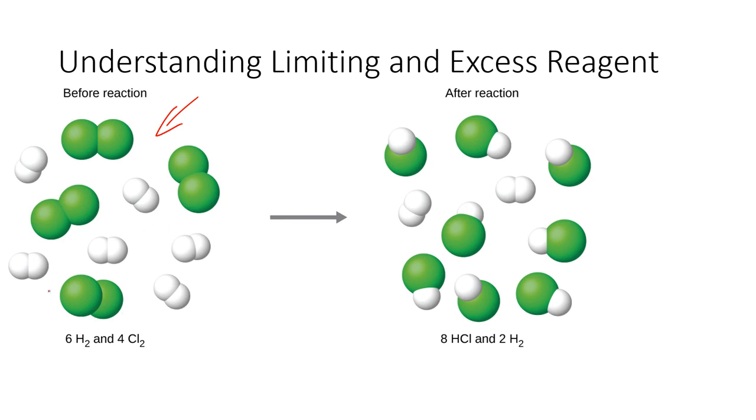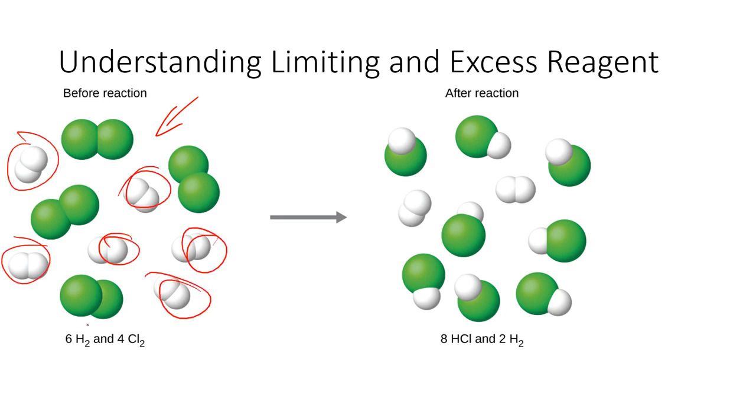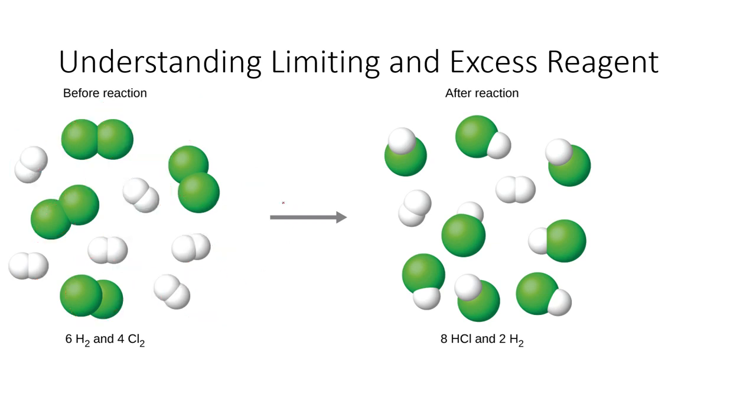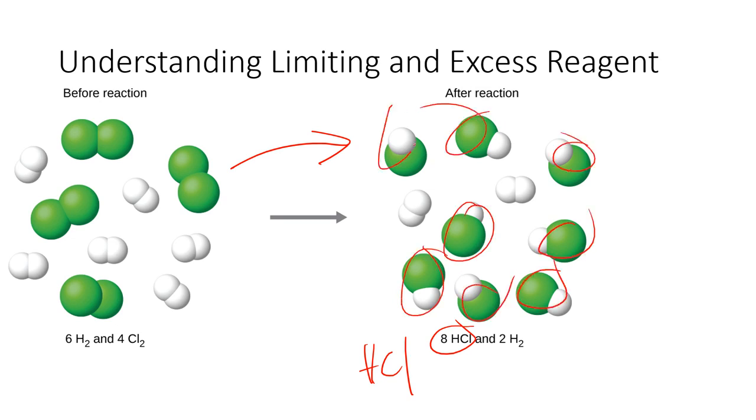In here we have 6 hydrogen molecules, which is represented by the white diatomic molecules, and 4 chlorine gas molecules. So 1, 2, 3, 4. And after they react, each chlorine atom pairs up with a hydrogen atom. So you get HCl, right? That's what we get. We have 8 HCl's. We have 1 HCl, 2 HCl, 3, 4, 5, 6, 7, 8.